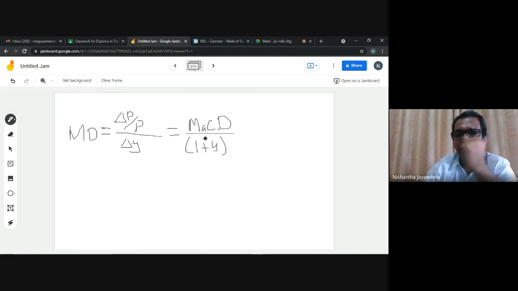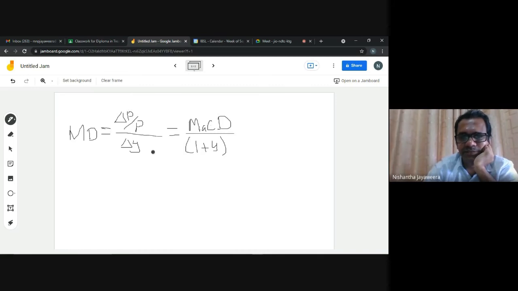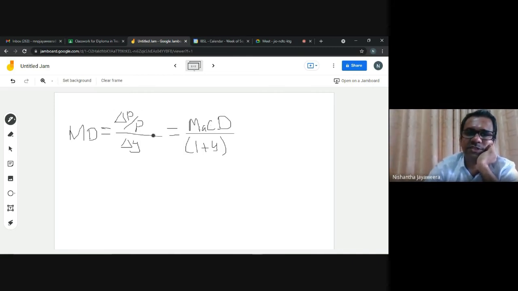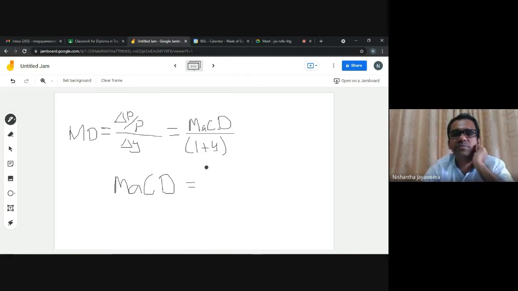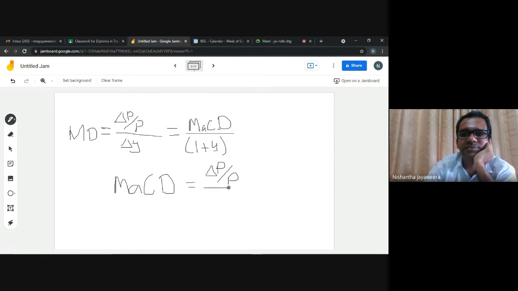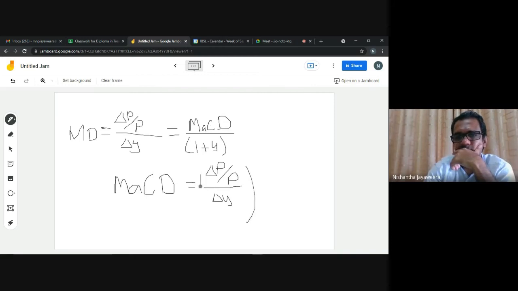So then, this is the definition of the modified duration, the percentage change for a given yield change. So for one unit of yield change, what would be the percentage change in price? So this is the definition. Once you write it this way, you can derive an equation for Macaulay duration as what? It is delta p divided by p, divided by delta y, multiplied by 1 plus y.